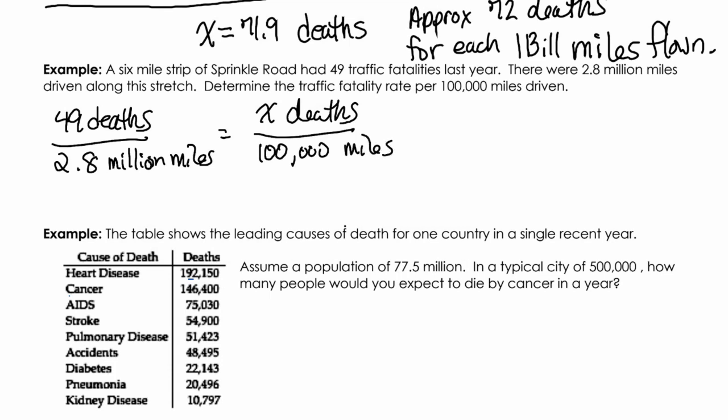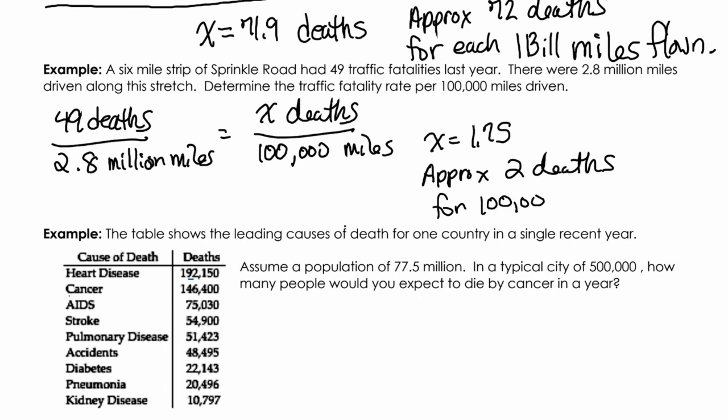We're going to cross multiply to solve for X, and we're going to get that X is about 1.75. I'm going to round that up to 2. Now just pay attention to the directions in your homework, how they want this rounded, but I'm going to round it to the nearest death. And I'm going to say approximately 2 deaths for every 100,000 miles. So that's a low risk. So you can identify whether it's a high risk or low risk.